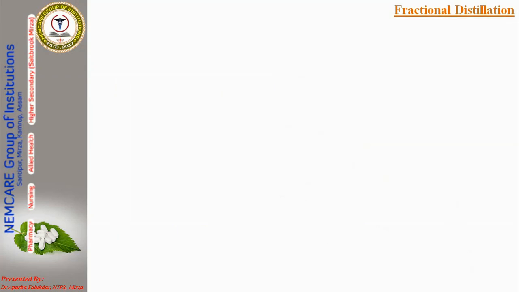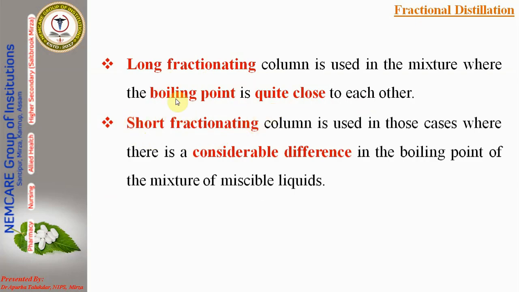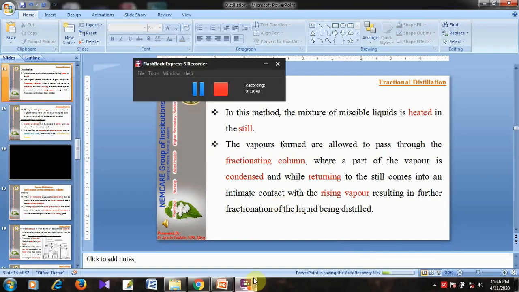There are two types of fractionating columns. A long fractionating column is used for mixtures where the boiling points are quite close to each other, and a short fractionating column is used where there is a considerable difference in the boiling points of the miscible liquids. Coming to the next, the method.